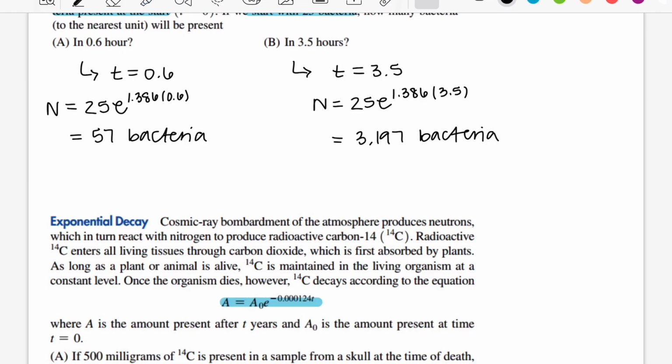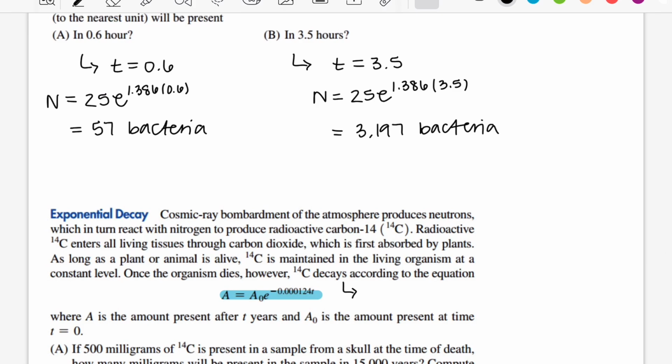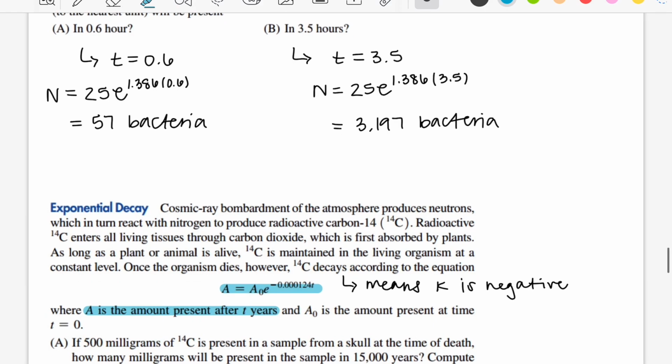And a side note, since we are working with exponential decay, this means that k, our rate here, is negative. So instead of it being our growth rate, it's our decay rate. Okay. A is going to be the amount present after t years, just like we saw in the previous example. A naught, as pronounced here, is the amount present at time t equals 0, or the initial amount that we're starting with.